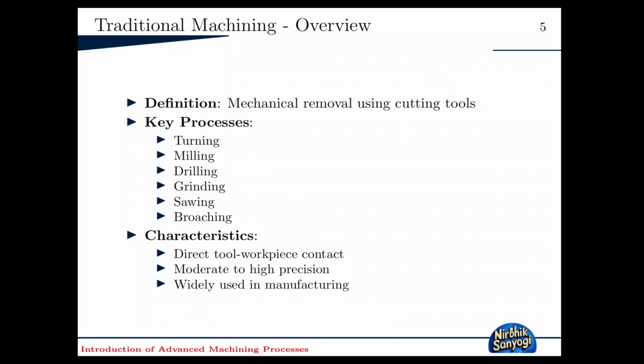The characteristics of these machining processes are direct tool-workpiece contact. So it's a contact type of material removal. The tool will always be in contact with the workpiece which is to be shaped. And then moderate to high precision. Since it is in contact, there will be vibration. Because of that vibration, it is very difficult to achieve low-precision finishing or cutting operations. These processes have been widely used in manufacturing since the 17th or 18th centuries.